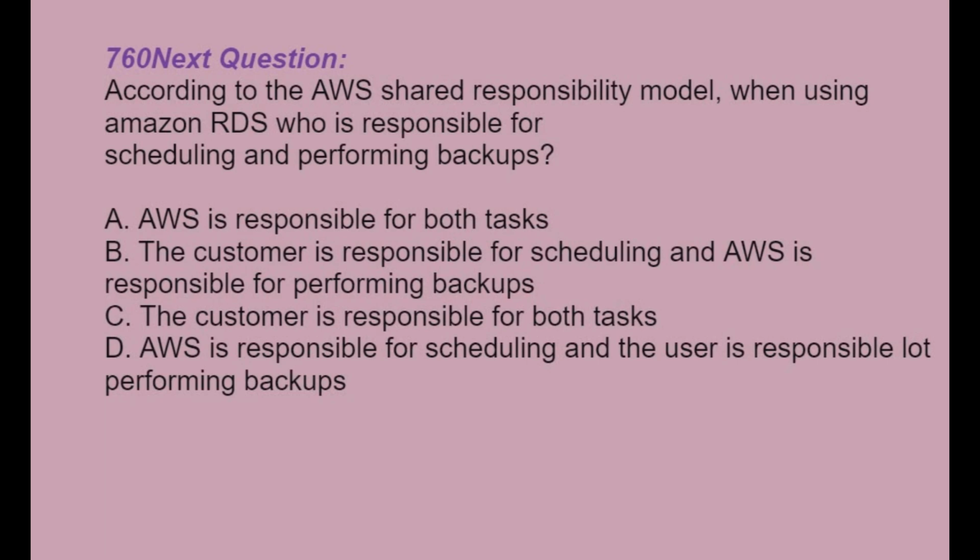Question is, according to the AWS shared responsibility model, when using Amazon RDS, who is responsible for scheduling and performing backups? Option A. AWS is responsible for both tasks. Option B. The customer is responsible for scheduling and AWS is responsible for performing backups. Option C. The customer is responsible for both tasks. Option D. AWS is responsible for scheduling and the user is responsible for performing backups. Correct answer is option A.